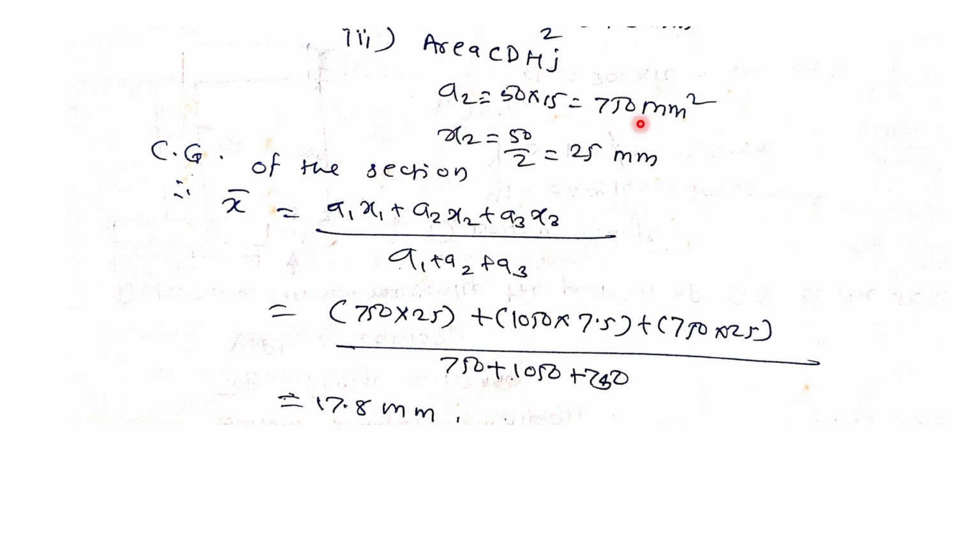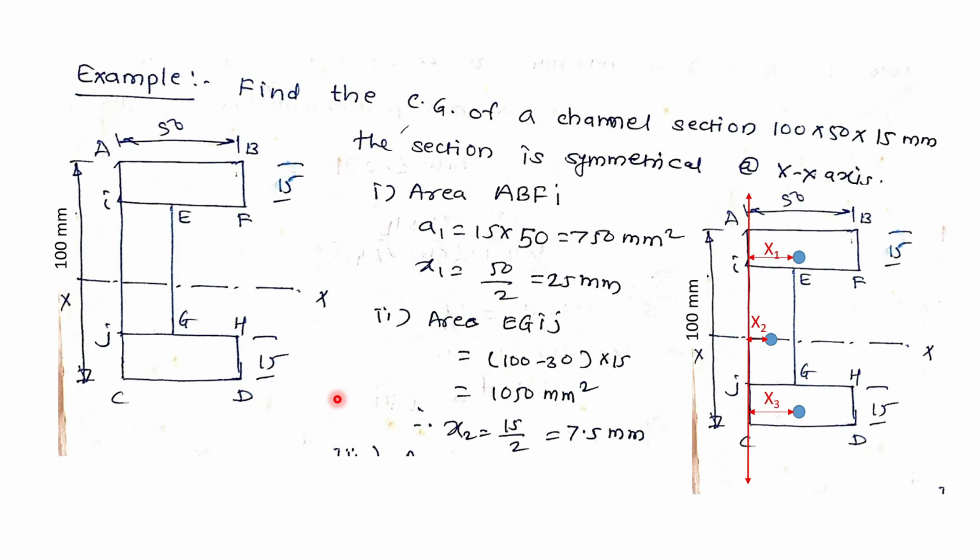By calculating a3 and x3 and replacing all these in the formula, that is x bar is equal to a1 x1 plus a2 x2 plus a3 x3 divided by the summation of the areas, we get the value of x bar as 17.8 millimeter. So on this axis of symmetry, dear students, at a distance of 17.8 millimeter from this reference axis, the CG is lying. So this is about the CG of plane figures which are symmetrical about a particular axis.